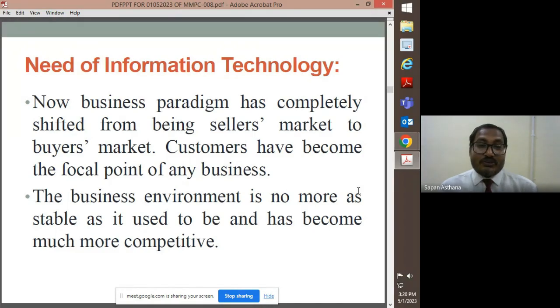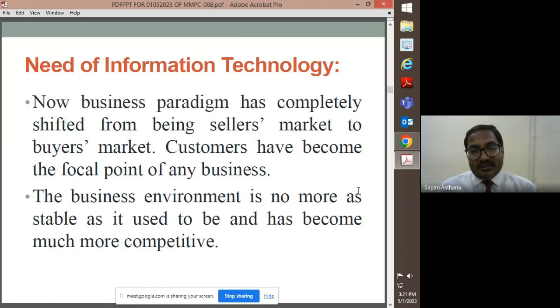It means we always first realize the need of things, the need of the product, the need of the services. Now the business paradigm has completely shifted from a seller's market to a buyer's market, and customers have become the focal point of any business. The business environment is no more as stable as it used to be and has become much more competitive, because nowadays the business scenario changes every moment.